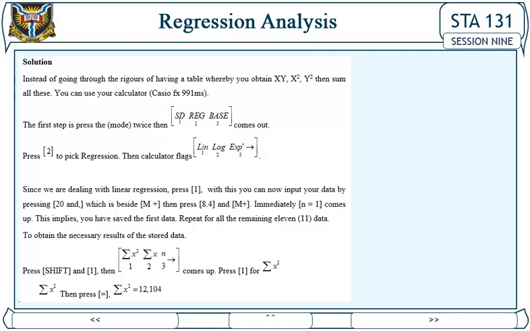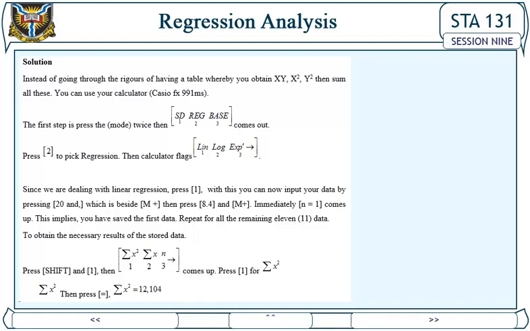Press 2 to pick regression. Then the calculator flags options. Since we are dealing with linear regression, press 1. With this, you can now input your data by pressing 20 and the data key, which is beside memory plus, then press 8.4 and memory plus. Immediately n = 1 comes up. This implies you have saved the first data. Repeat for all the remaining 11 data.